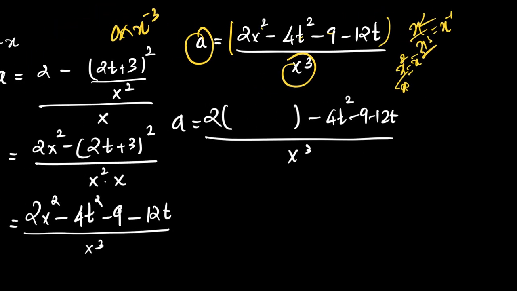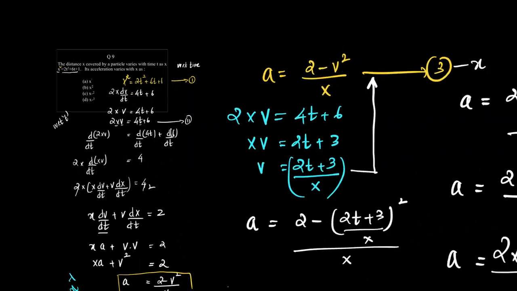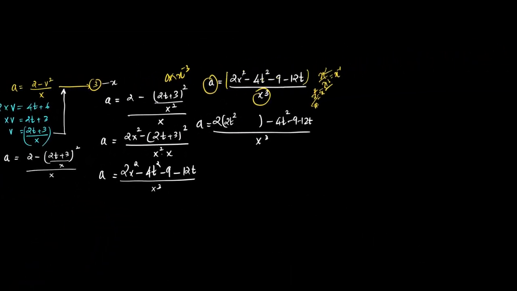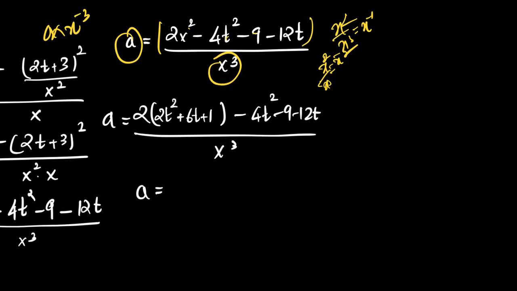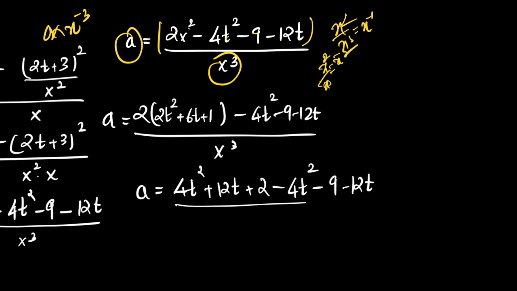So we can write that this is basically equal to 2t squared plus 6t plus 1, right? So this is 2t squared plus 6t plus 1, in which case a will be equal to 4t squared plus 12t plus 2 minus 4t squared minus 9 minus 12t, the whole upon x cubed. Now you can straightaway go with the answer if you want to, but I would say try to solve the rest too.